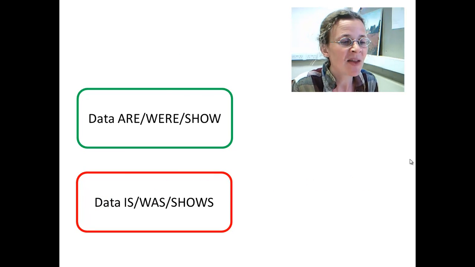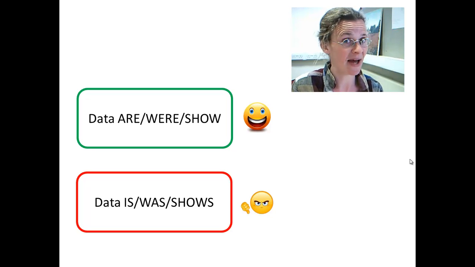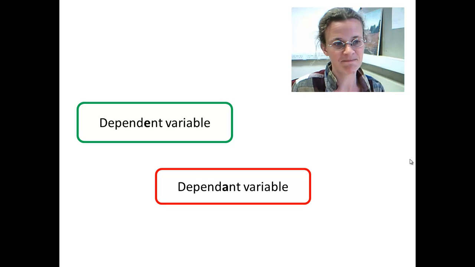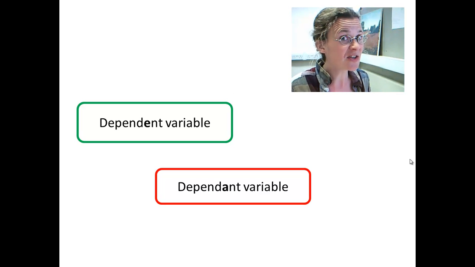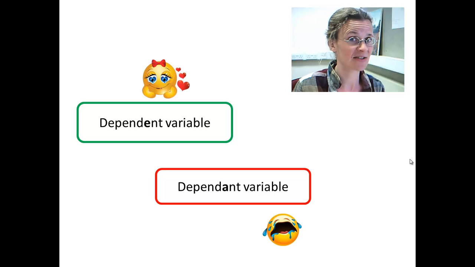Nice one here for you. Data are versus data is. That is good. That is bad, because data are plural. Dependent versus dependant. E versus A. That is good. That is bad.